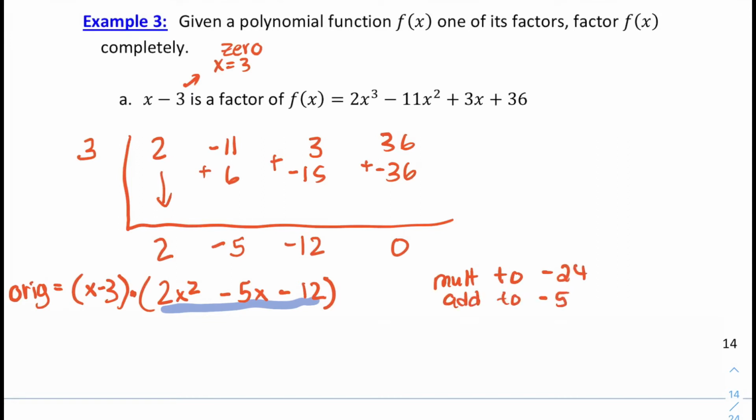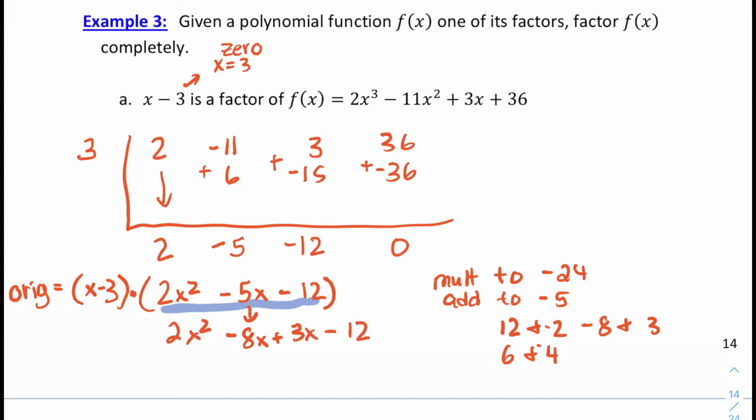So I'm going to factor by rewriting my middle term here and using grouping, looking for numbers that multiply to 2 times negative 12, negative 24, and add up to negative 5. I'm going to have to run through a few here. There we go. Negative 8 and 3. That is how I'm going to rewrite my middle term.